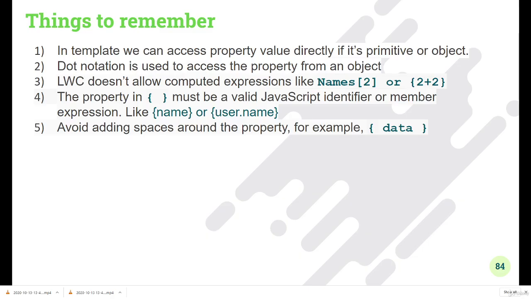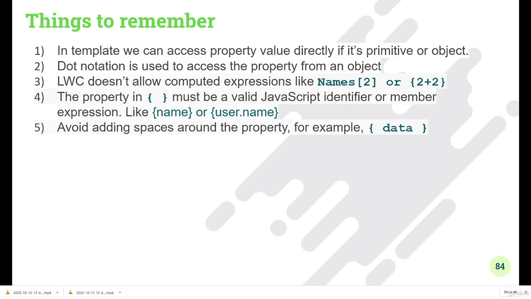So a few things are very important to keep in mind while using data binding. In the template we can access a property value directly if it is a primitive or an object. Primitives are boolean values, string values, and number values, and objects you already know, but you can't directly bring the values of an array. It will throw an error.